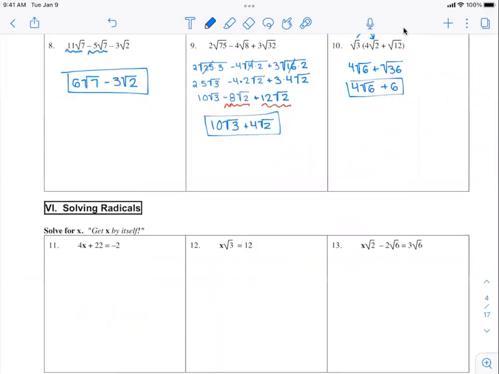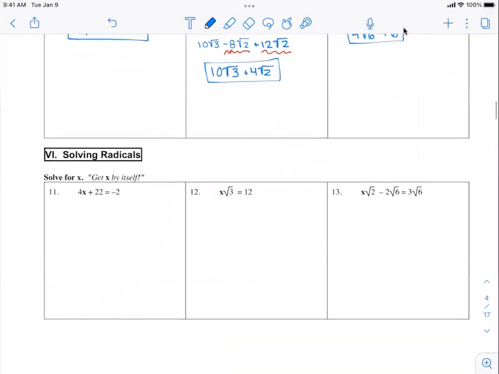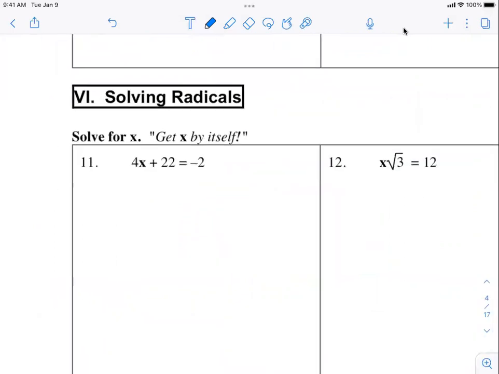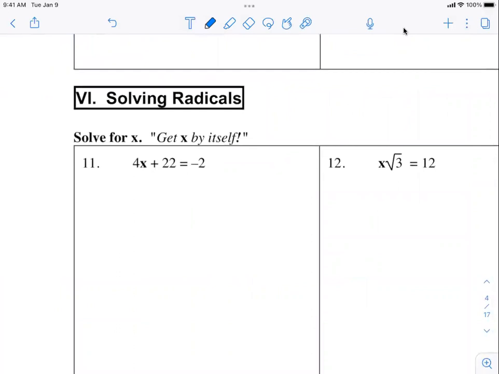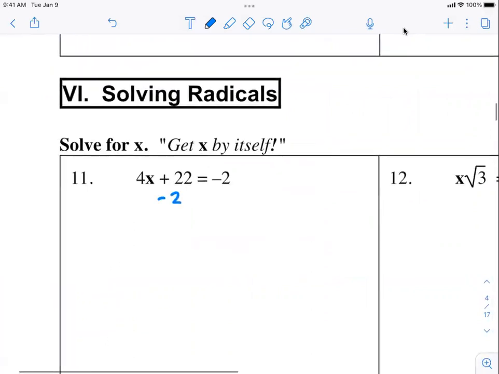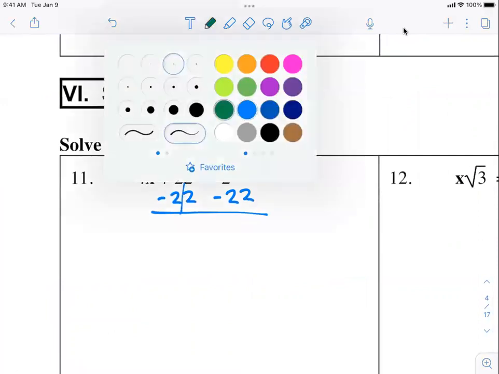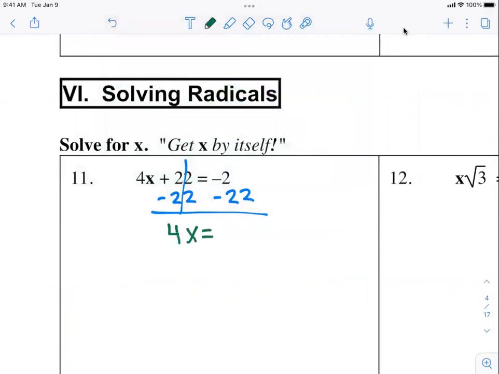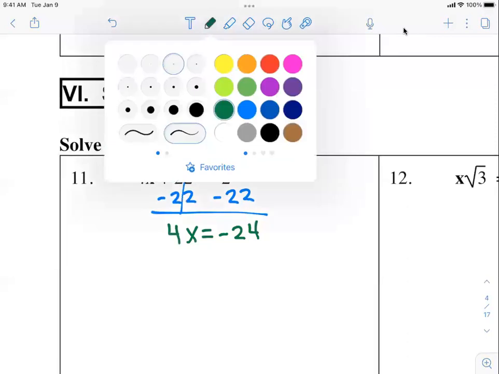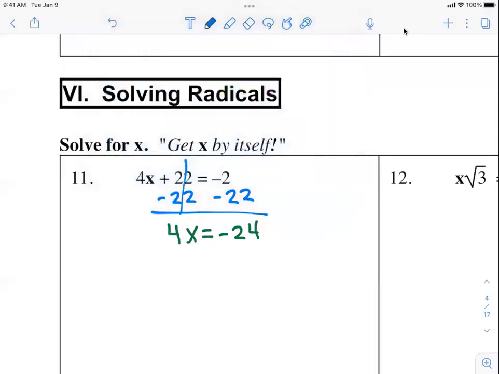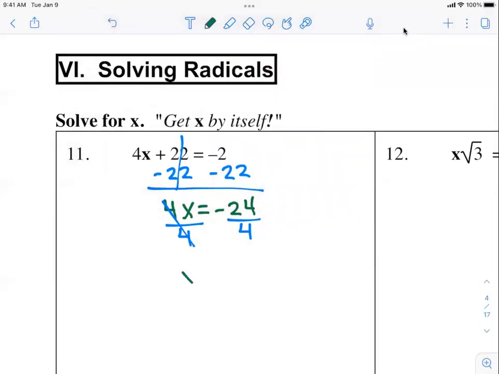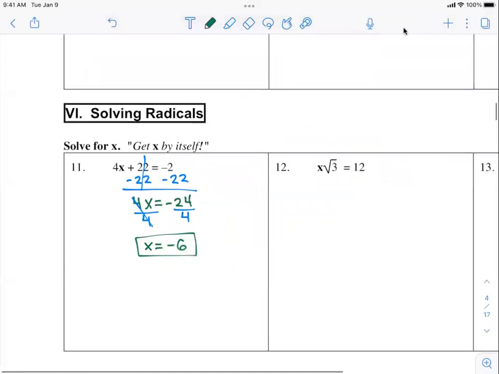Okay, so let's keep looking. Solving radicals. You're going to see some problems where you're going to be solving radicals in your homework. You're getting x by itself, just like normal. So if it was a normal equation, you would subtract 22 from both sides, and I'm going to show all my steps. So we would be left with 4x equals negative 2 minus 22, which is negative 24. And then when you're solving for x, you would want to move over the 4. So you would divide by 4 on both sides because it's connected by multiplication. Negative 24 divided by 4 is negative 6. So you've done a gazillion of these problems. So now let's apply that with radicals.